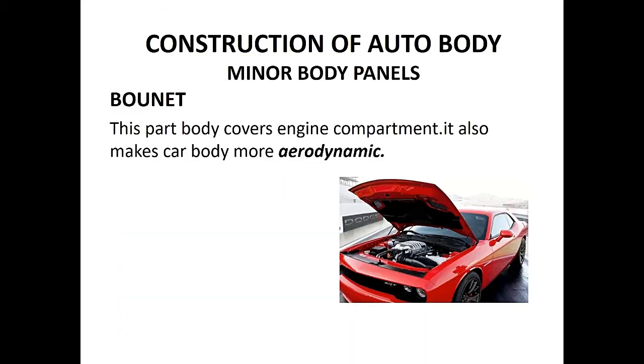The construction of auto body. There are two types of panel in the auto body. The first is the minor body panels, and the second one is the major body panels. The minor body panels include the bonnet. This part of the auto body covers the engine compartment. It also makes the car body more aerodynamic.